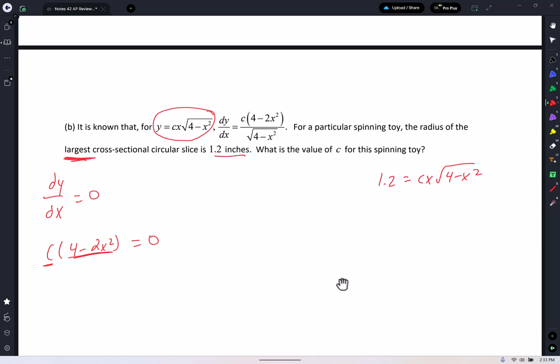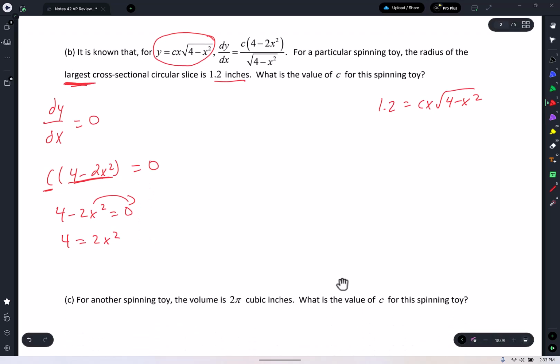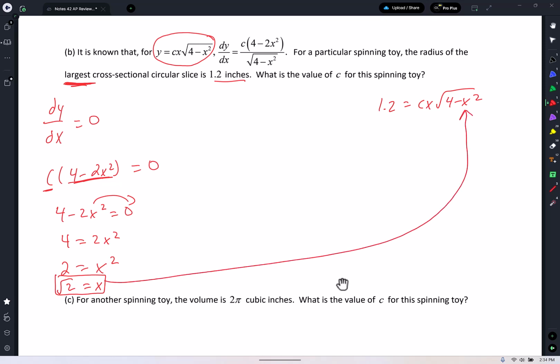But this right here, set that equal to 0, because 0 times that is 0, right? So 4 minus 2x squared equals 0. Move the 2x squared. 4 equals 2x squared. Divide by 2. 2 equals x squared. Take the square root. Square root of 2 equals x. Now that I know the x value, I'm going to insert that bad boy right there.